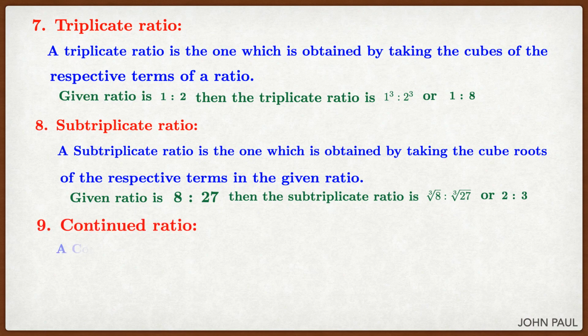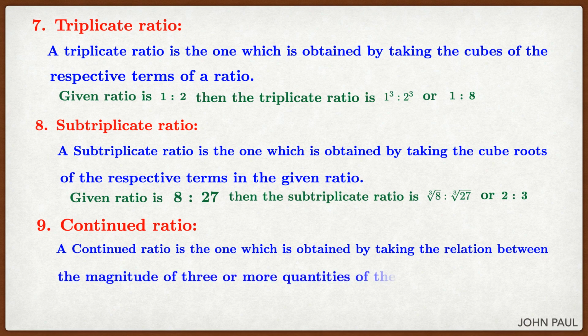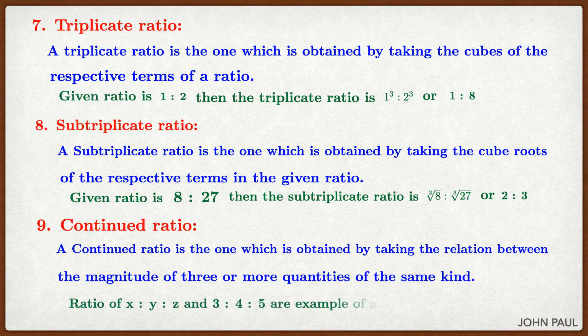Continued ratio. A continued ratio is one which is obtained by taking the relation between the magnitudes of three or more quantities of the same kind. That is, we'll take it as x is to y is to z, and 3:4:5. This is an example of a continued ratio.